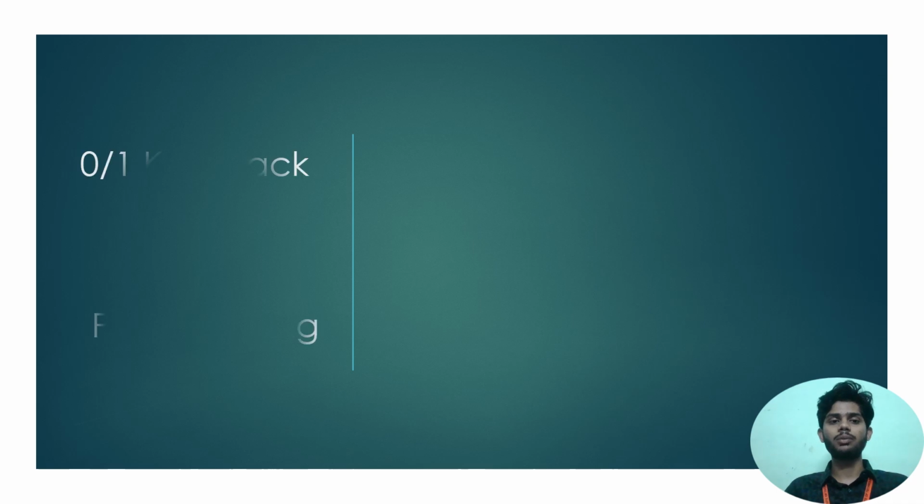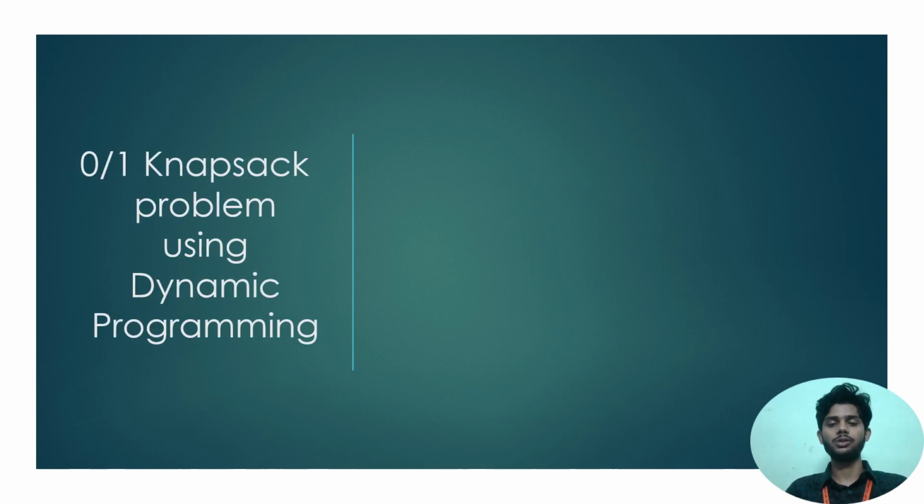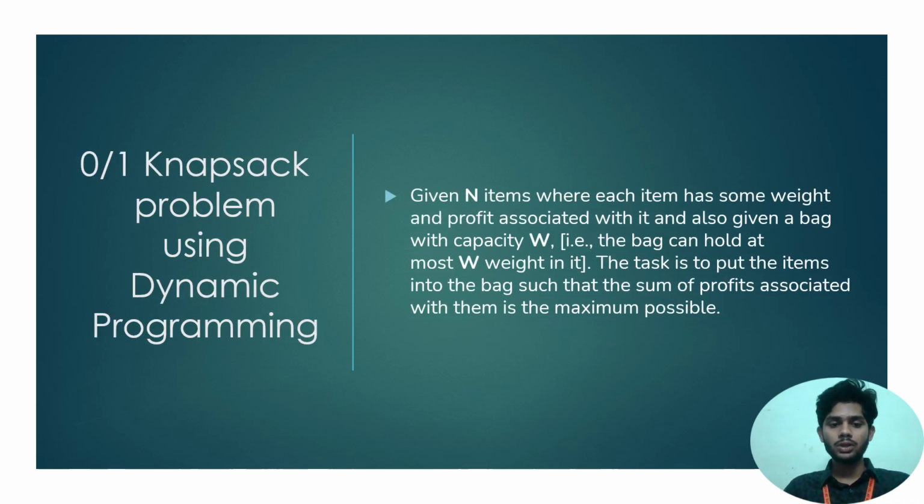Now we will discuss the 0/1 knapsack problem using dynamic programming. Given n items where each item has some weight and profit associated with it, and also given a bag with capacity W, that is, the bag can hold at most W weight in it. The task is to put the items into the bag such that the sum of profits associated with them is maximum possible. As we discussed, in the 0/1 knapsack problem, a container is given with the weight. Now we have to arrange the items such that the profit is maximum and the weight is less than the capacity.